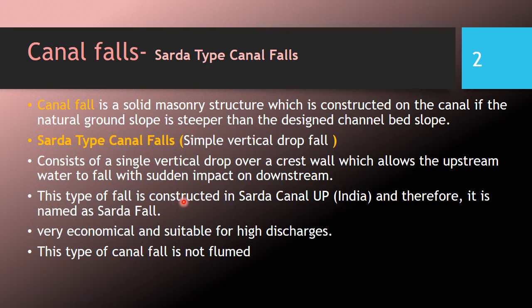Now, this type of canal fall is constructed in Sarda Canal in Uttar Pradesh, and therefore it is named as Sarda Fall. That is, the name comes from the Sarda Canal as it is used in this particular canal, hence the name. And this type of canal fall is very economical and suitable for high discharges. And another speciality is that this type of canal fall is not flumed. That is, the width of the cross section where the canal fall comes is the same as the initial width of the canal. That is, the width is not decreased to accommodate this canal fall.